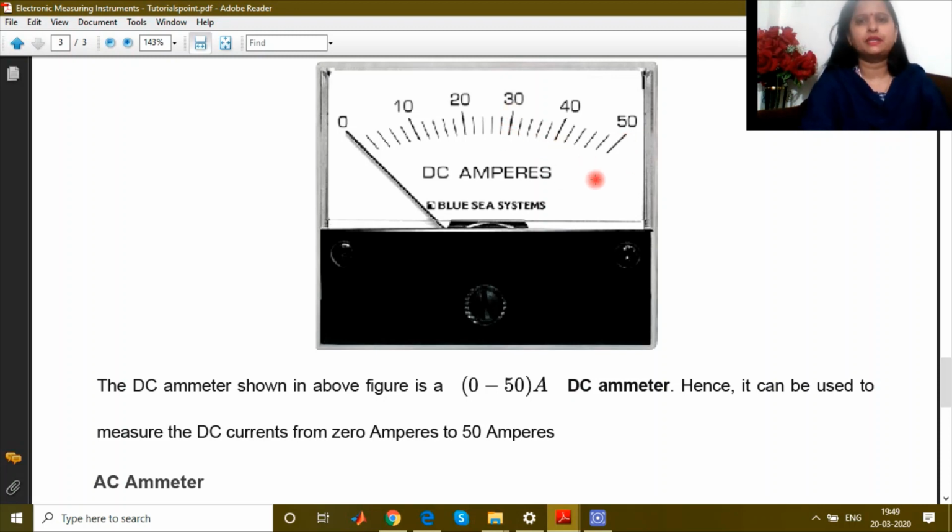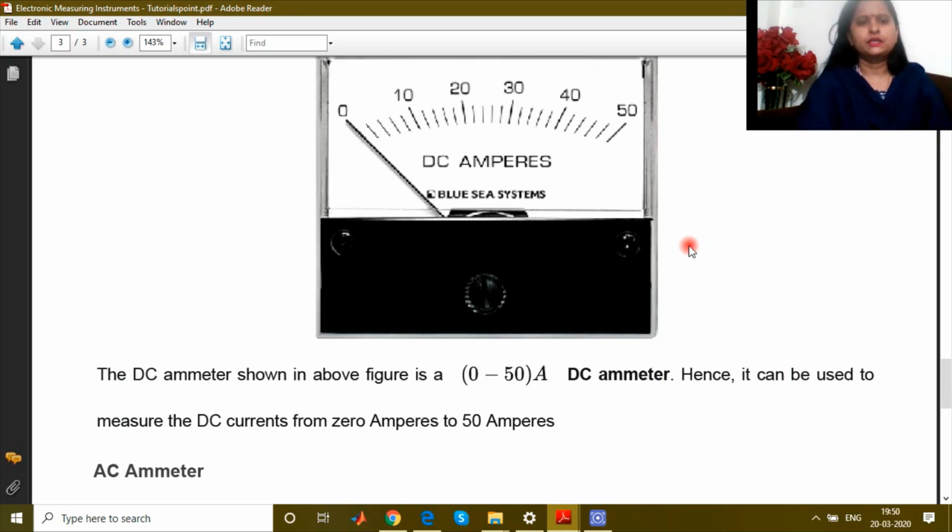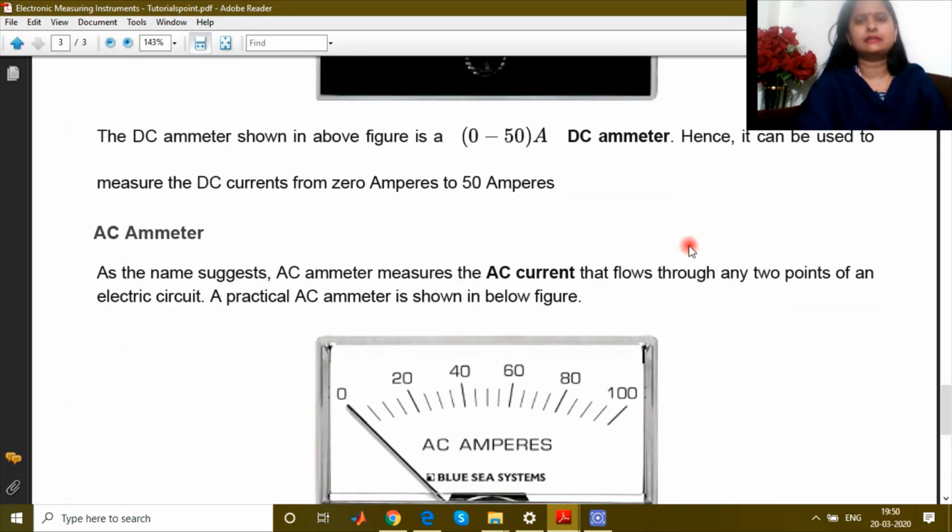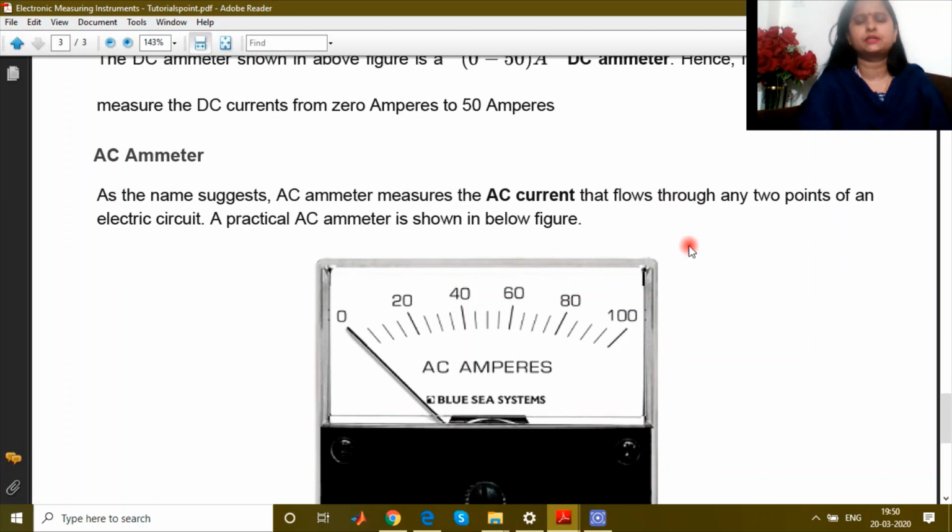So in this way we can measure the current in any electrical circuit by connecting this ammeter in series with that circuit or in series with that load. Similarly, an AC ammeter is the ammeter which is connected in an AC circuit, in an AC load, and it will measure the current.